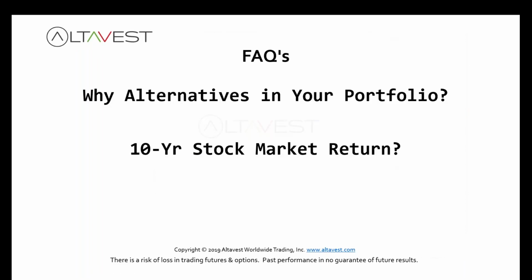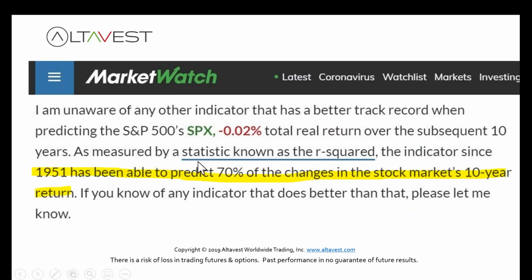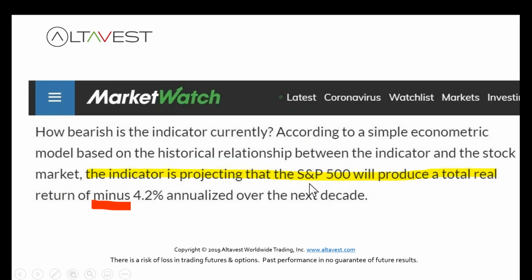Why alternatives? Well, what about the 10-year stock market returns? Let's forecast here. This is kind of interesting. The next 10 years don't look good. Americans have a high allocation to equities, and that is a contrarian indicator, suggesting weak returns ahead. There's a statistic known as R squared, and it's an indicator that since 1951 has been able to predict 70% of the changes in the stock market's 10-year return. So what does it say about the next 10 years? Projecting the S&P will produce a total real return of minus 4.2% annualized in the next 10 years. So that should give us pause and give us food for thought.